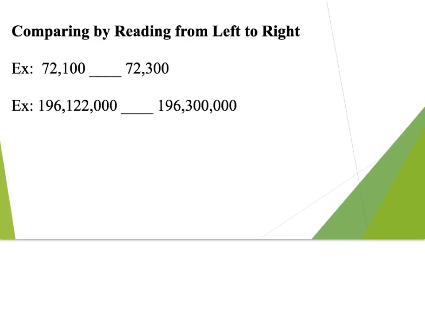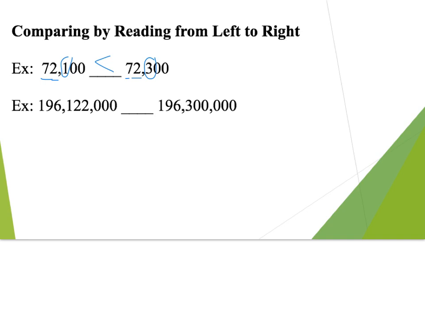Some people prefer to compare numbers by reading them from left to right based on place value rather than lining up the place values. Our first example is 72,100 versus 72,300. Now, if we look at our place values and compare one at a time, you have a 7 in the 10,000s and a 7, so disregard those. We have a 2 in the thousands place, and we also have a 2 in the thousands place here, so we can continue on to the next place value. We then have a 1 in the 100s place, and we have a 3 in the 100s place. So we would plug in a less than symbol, reading 72,100 is less than 72,300.